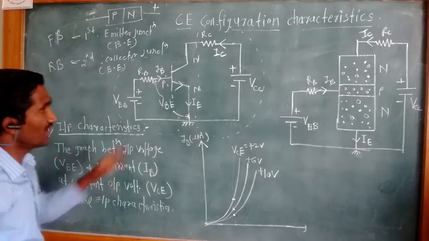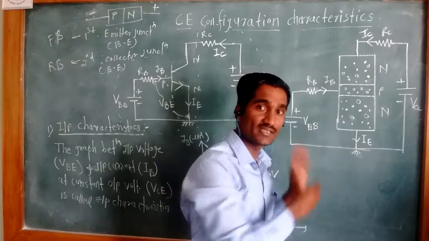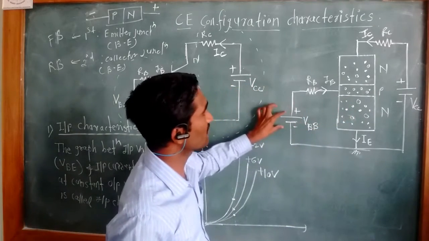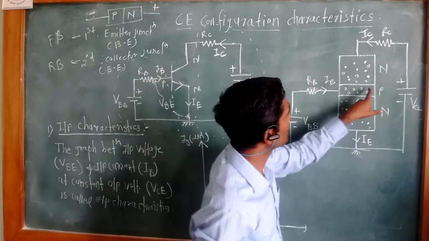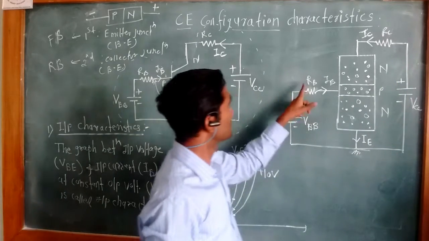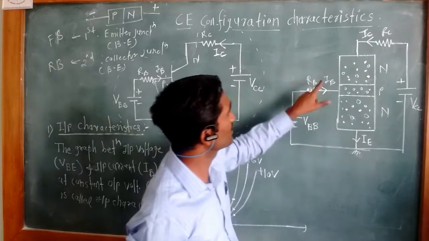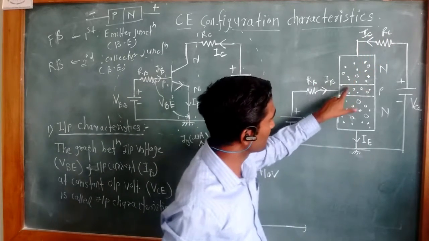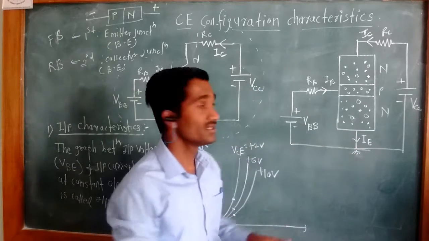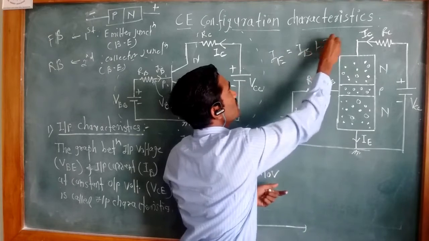Now next, for better understanding, I have drawn this picture. This is again the same. The first junction is made forward biased by using VBB, and the second junction is made reverse biased by applying VCC. With the resistances RB and RC, the current flowing into this transistor is IB and IC coming in and IE coming out, and the resultant current IE is nothing but IB plus IC.